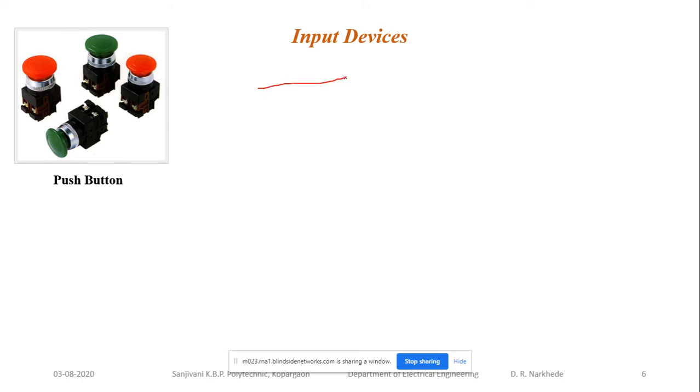So this is my supply line over here. This is phase or positive. Okay, say I have placed a push button over here. So this is my push button like this one. This is NO type push button. And this one is the second push button which I am going to place over here, that is NC type push button.